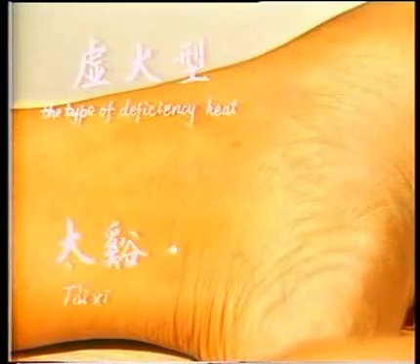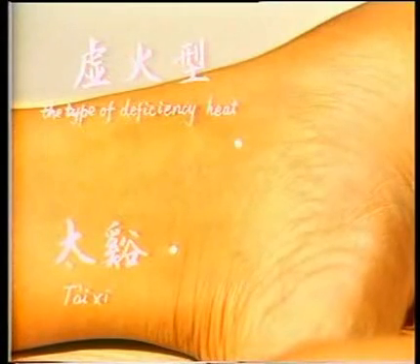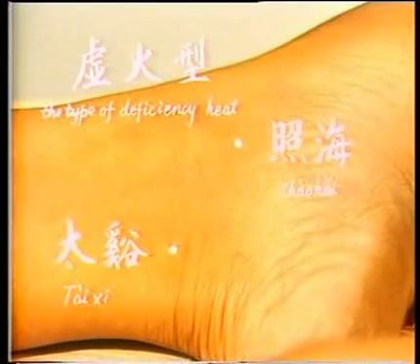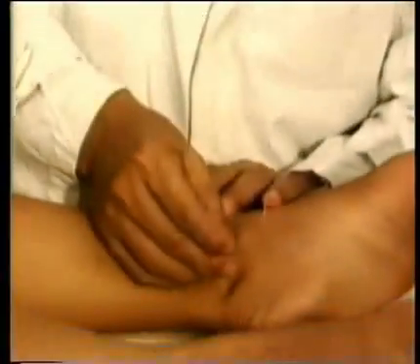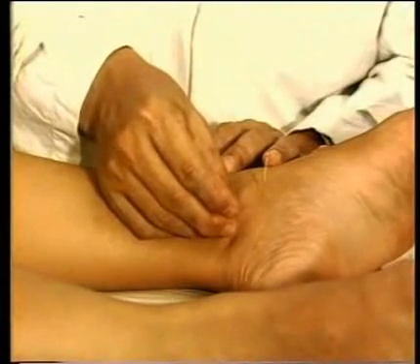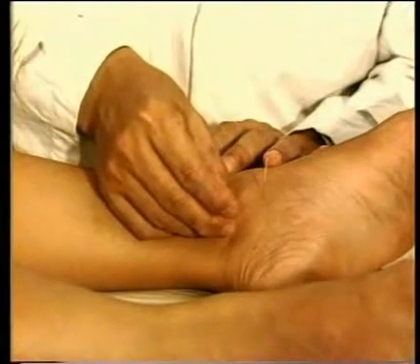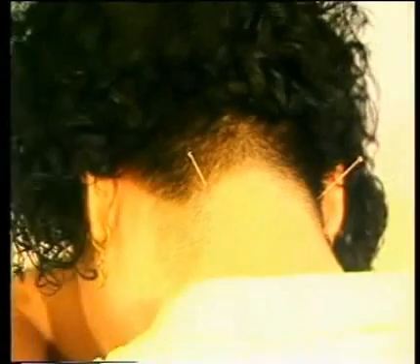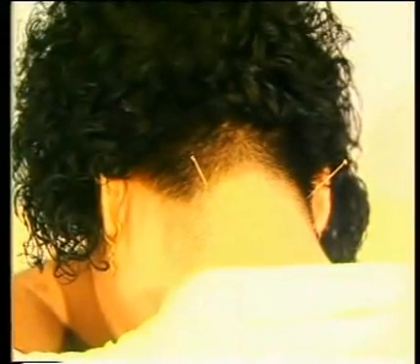For fire caused by deficiency, locate Taixi, kidney 3, or Zhaohai, kidney 6, and puncture 0.5 to 1 Cun perpendicularly with the reinforcing or the even movement technique to nourish yin and extinguish fire. For strengthening the throat, Tianzhu, bladder 10, can be punctured for excess or deficiency syndromes.